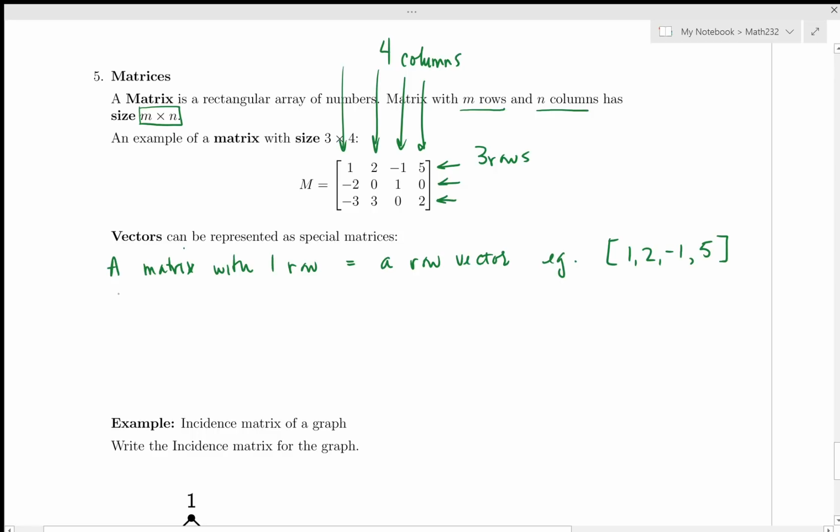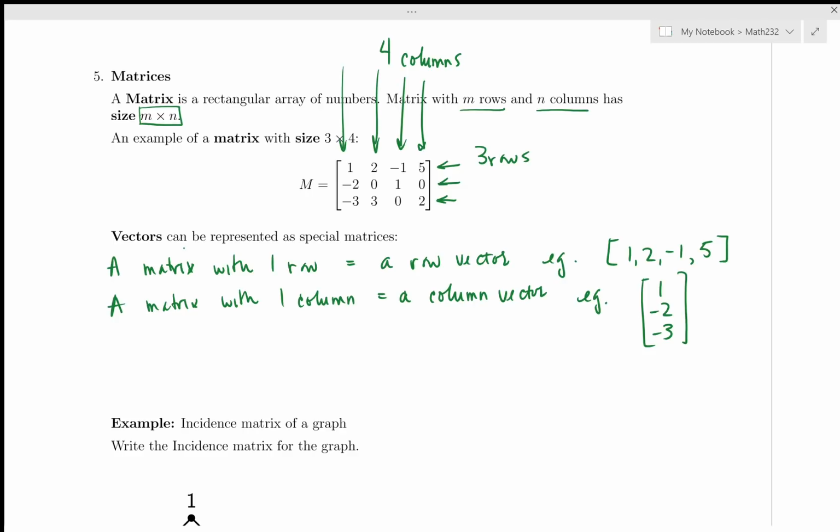Okay, how about a matrix with 1 column? That's going to be, guess what? A column vector. And let's give an example of that. We write it as a column because it's a column vector. 1, minus 2, minus 3. So this example here has 3 rows, has 1 column. It's a 3 by 1 matrix, and it is also called a column vector.